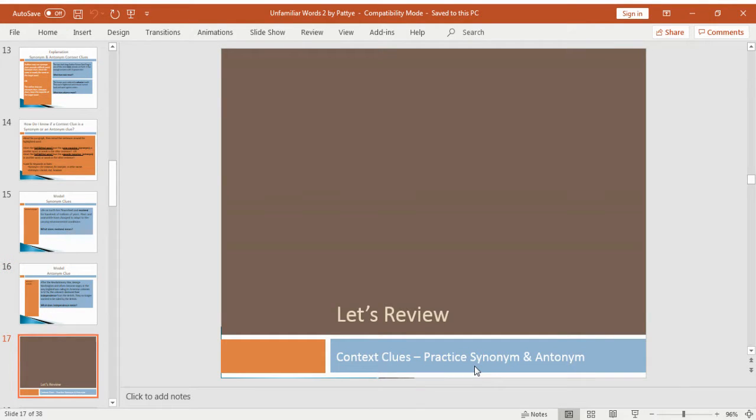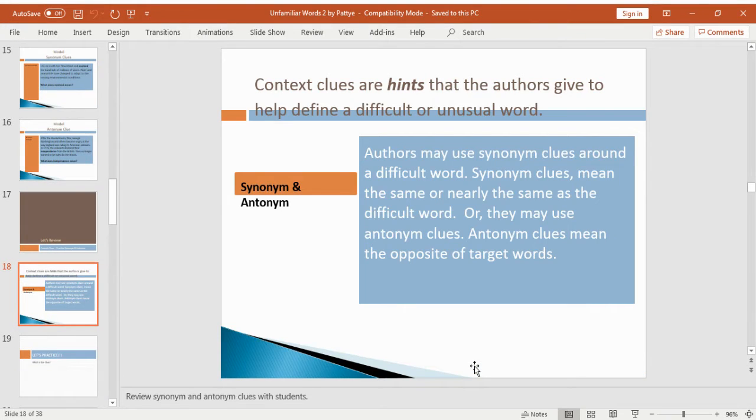Let's review what we have learned about how context clues use synonyms and antonyms. Authors can use synonym clues on difficult words. Synonym clues mean the same or nearly the same as the difficult word. Or they may use antonym clues. What are antonym clues? Antonym clues mean the opposite of the targeted word.